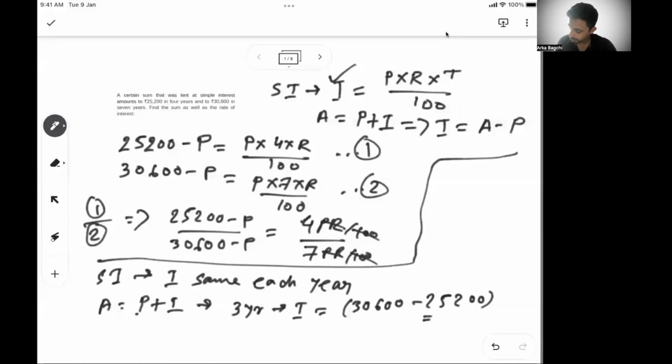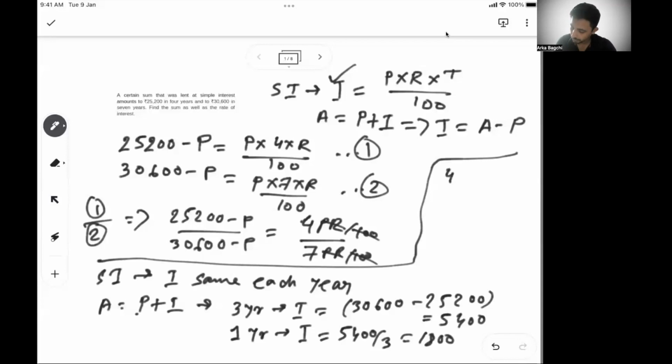or I can say it is 5,400 rupees for 3 years. So for 1 year, your interest should be 5,400 divided by 3, or 1,800. For each year, your interest is 1,800. So interest is the same because your principal remains the same for simple interest. So it is 1,800 for each year.